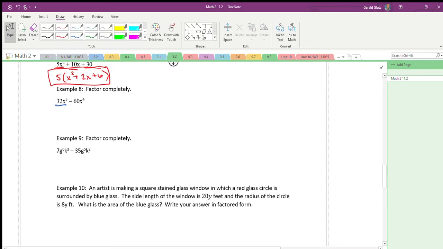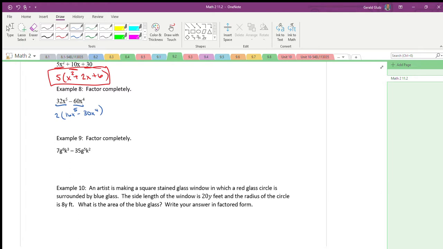Those do not have any more common factors besides 1, so that is good. Next one, 32x to the 5th and 60x to the 4th. So we know the two numbers are even, so for sure 2 goes into them. So 16x to the 5th minus 30x to the 4th. But these are still even, so that means that I can still factor out more.